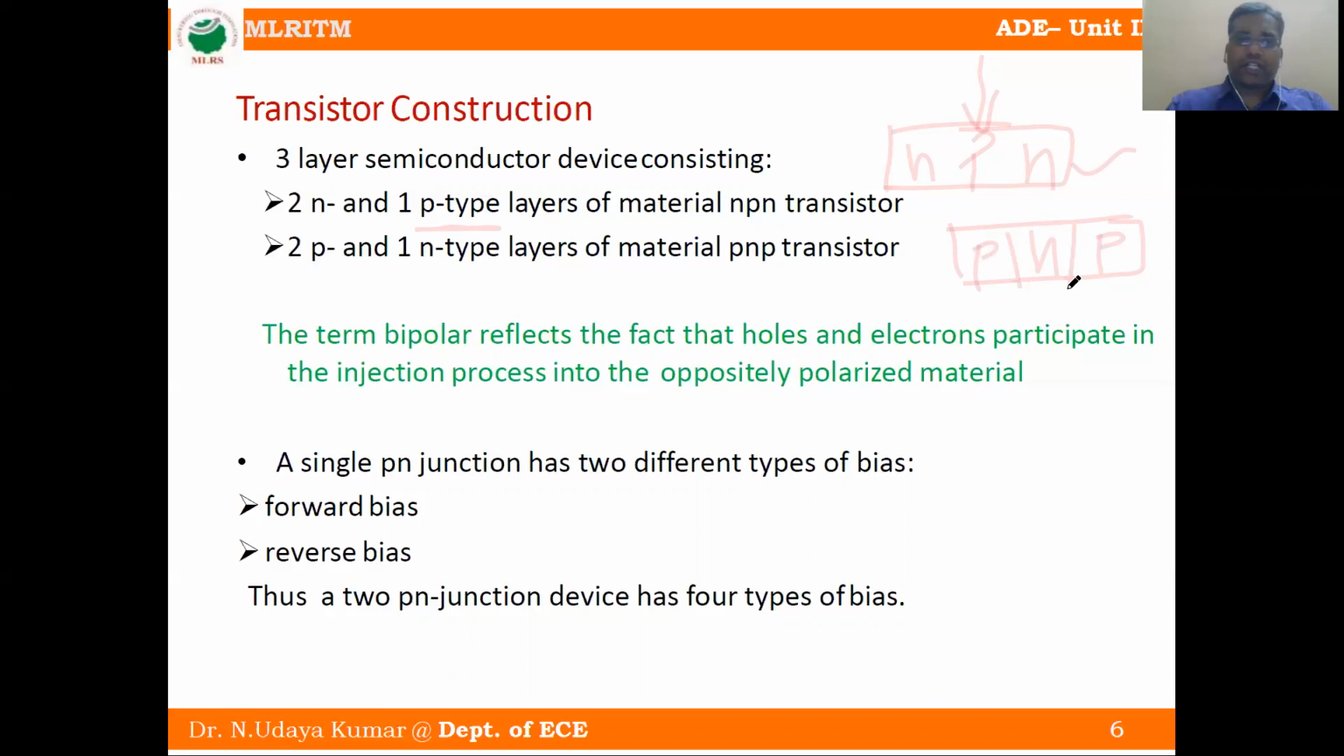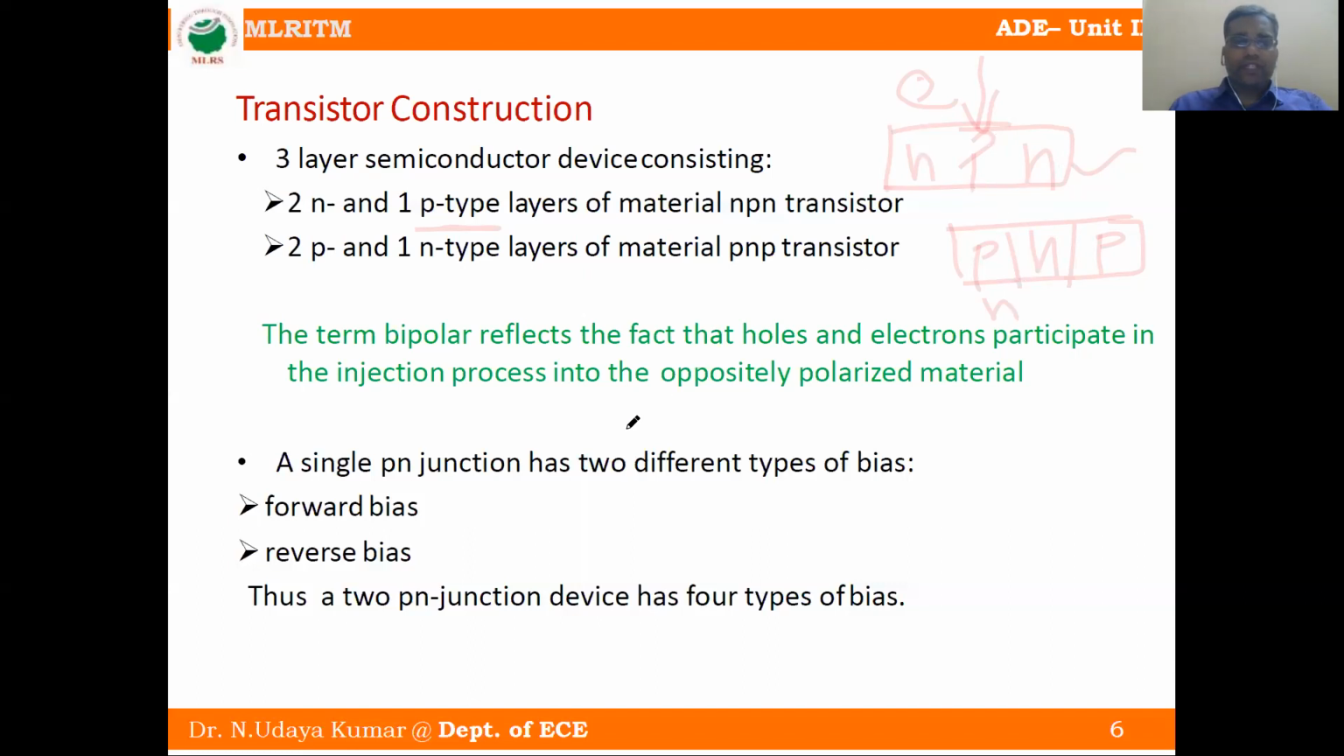So this one we call a PNP transistor. Okay. The term bipolar reflects the fact that holes and electrons participate in the injection process into oppositely polarized materials. So here, we know that in P-type material, the majority charge carriers are holes. N-type majority charge carriers are electrons. Electrons move from emitter to collector.